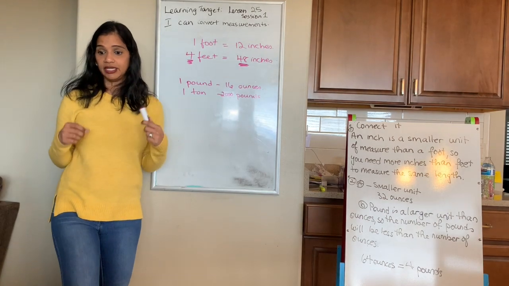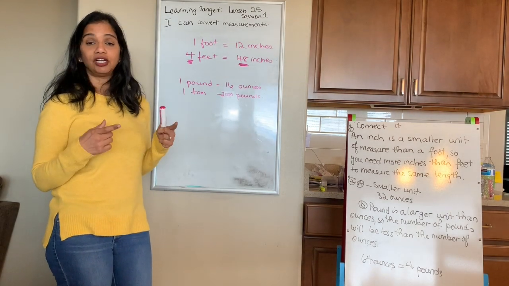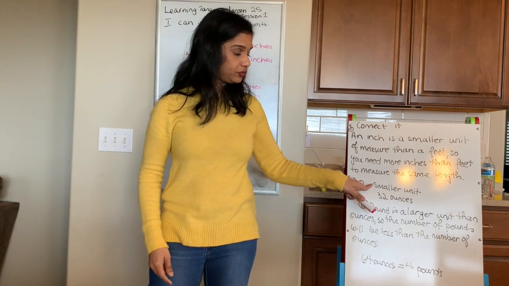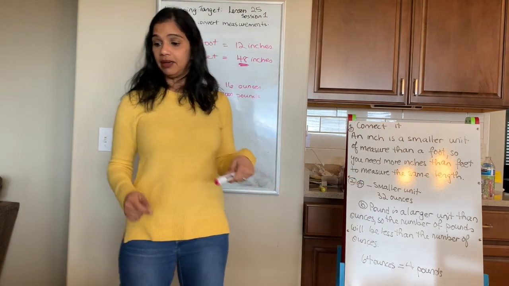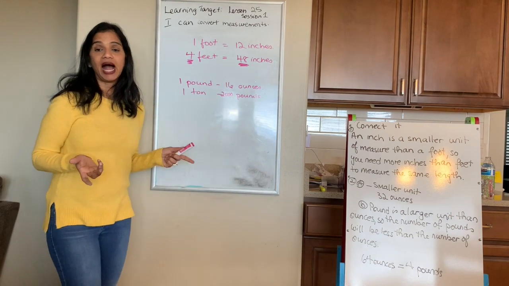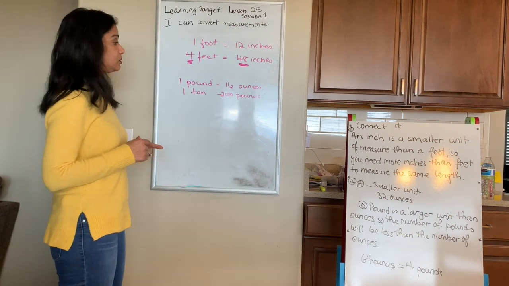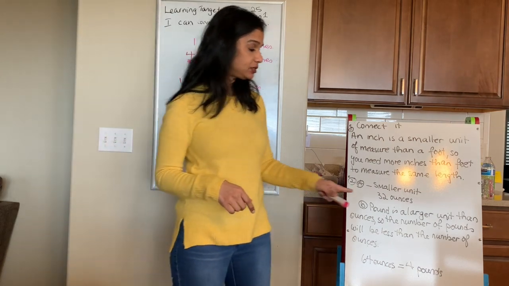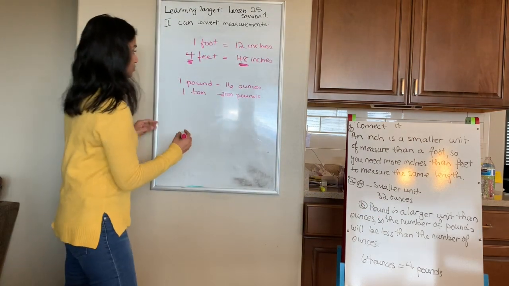Okay, so is an ounce a smaller unit or a larger unit than a pound? It is smaller. See, 2A, your answer is smaller. A melon weighs about 2 pounds. How many ounces is 2 pounds? So if 1 pound is 16 ounces, 2 pounds is 32 ounces.